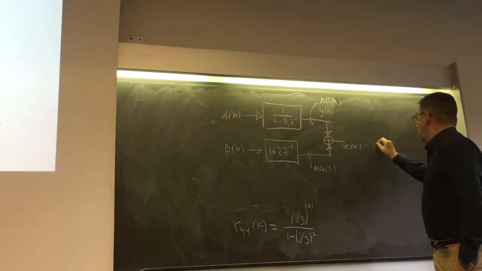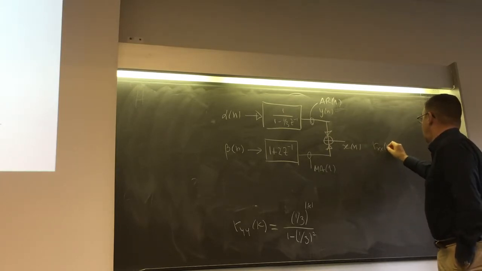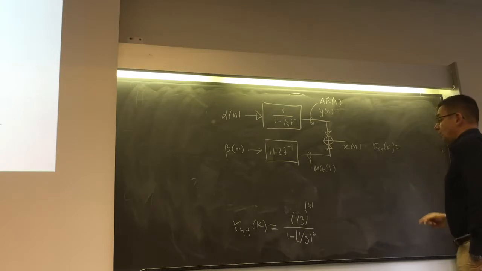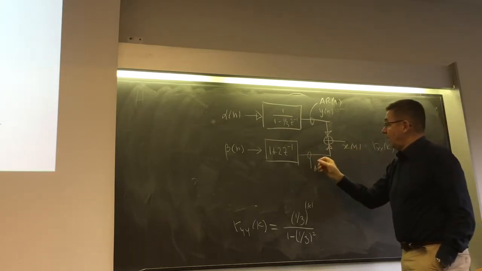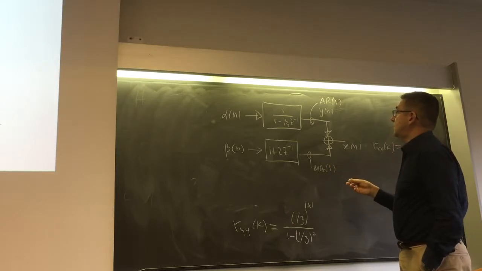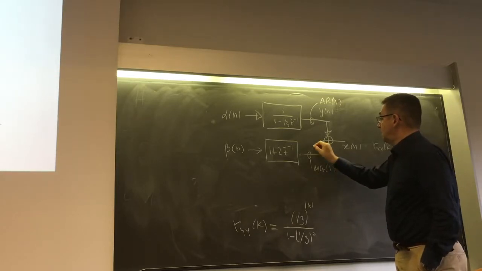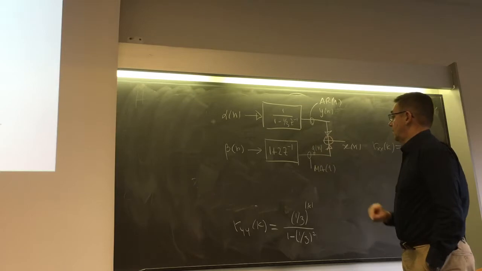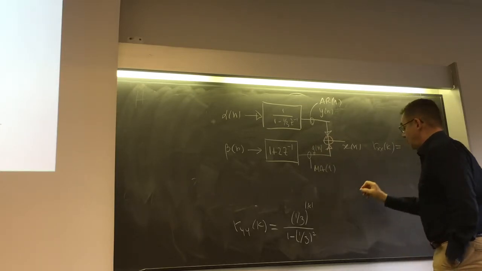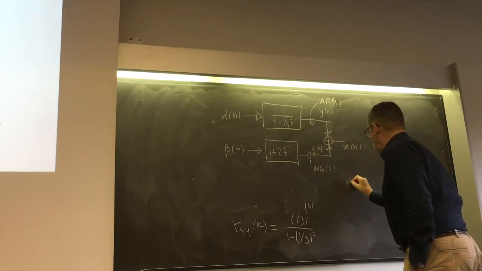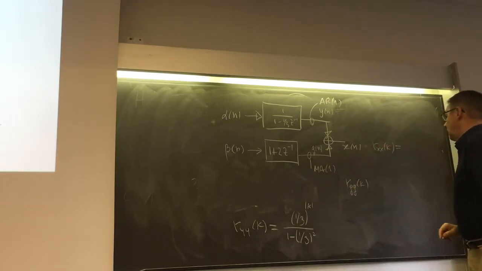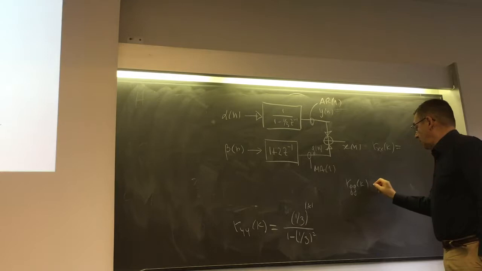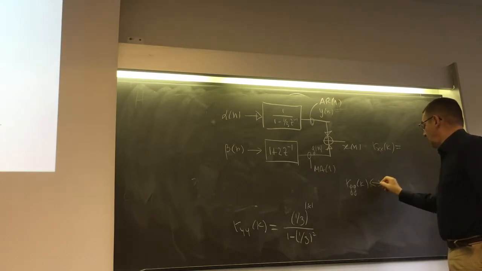So Rxk is equal to the autocorrelation of the moving average. Now, since this one is a moving average, let me call this temporary variable Gn. So the autocorrelation of G is RGGK. Okay. Now, RGGK is obtained by computing RGGZ.